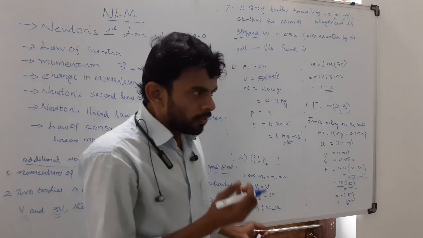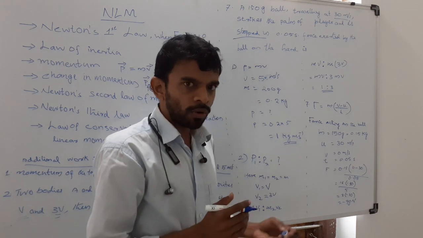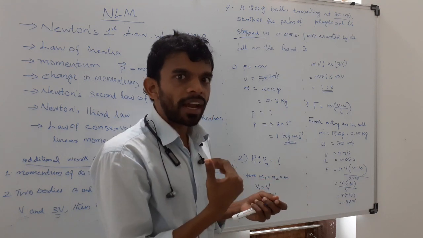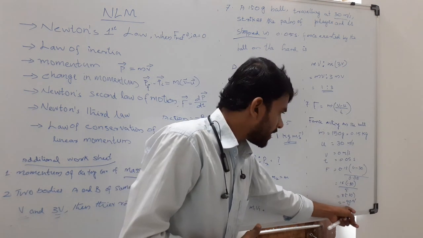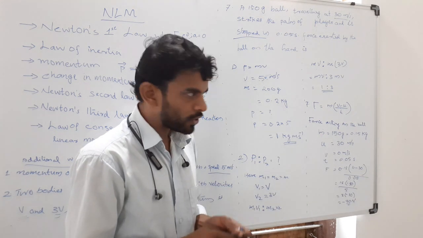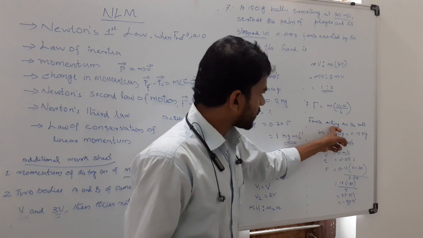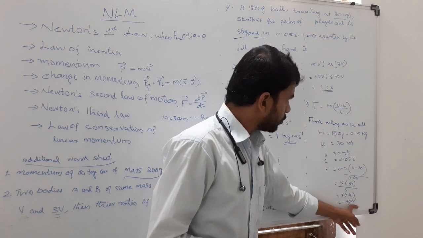Here velocity of the ball is decreased from 30 to 0. So force is acted opposite to the direction of velocity. That is why we are getting the minus sign. The minus sign denotes the force is acted opposite to the direction of velocity of the ball. So now we are finding the force acting on the ball is minus 90 Newton.